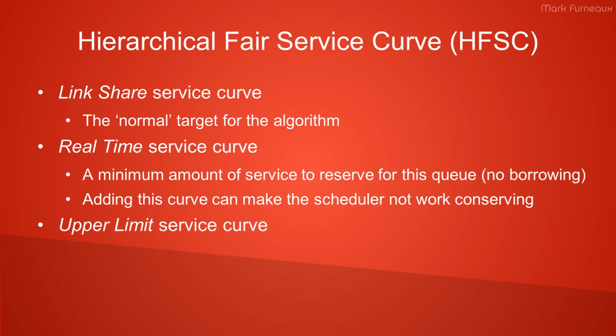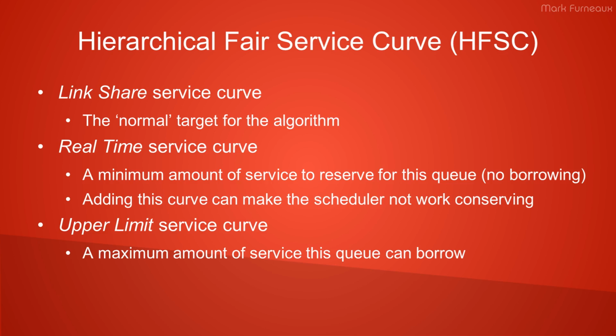The upper limit service curve is kind of self-explanatory, and it is a maximum amount of service that your queue can borrow from any other siblings. And so as a result, it kind of acts like a limiter. It's the maximum amount of bandwidth or service that can be given to any particular queue. And you could use that if you wanted to restrict a particular service from just constantly flooding your network, for example.